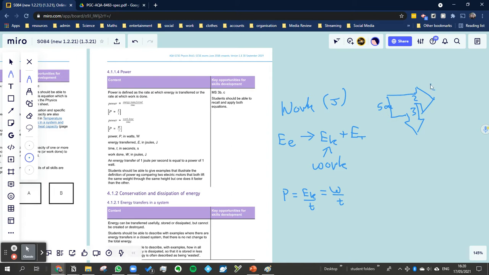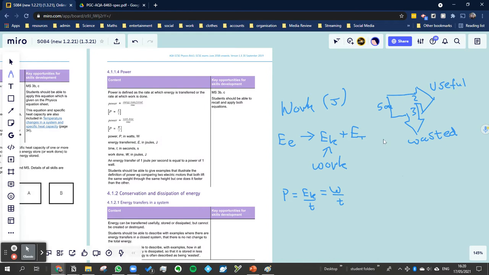The arrow pointing to the right is always the useful one. And the arrow pointed down, or sometimes up, is the wasted one. Sometimes you have more than one useful, more than one wasted, and then the diagrams get more complicated, but essentially that's the general rule. All right, so there's Sankey diagrams.